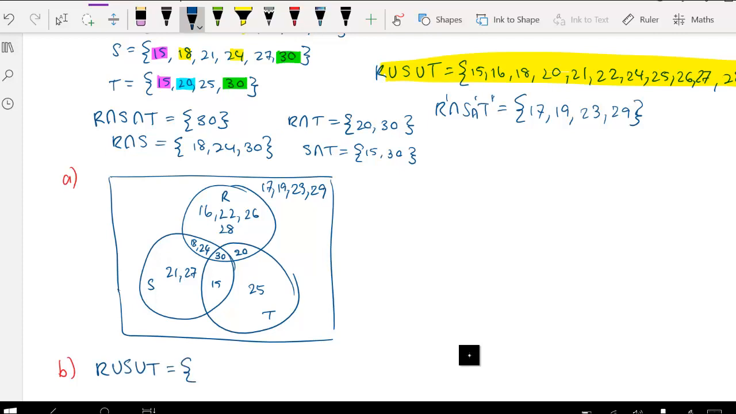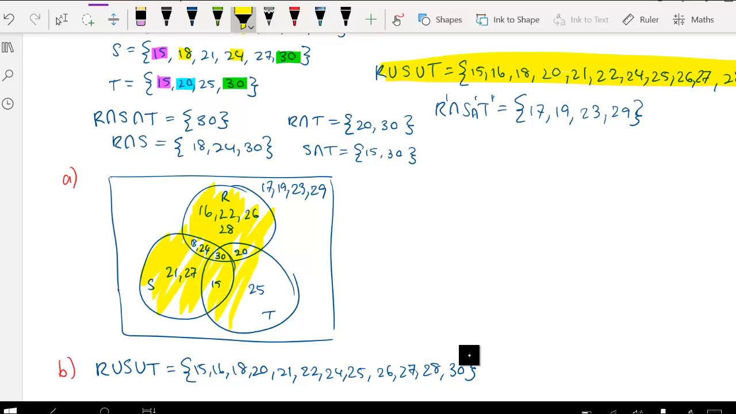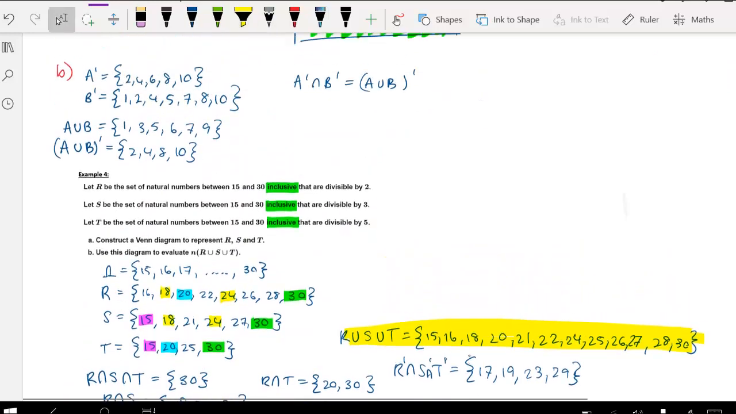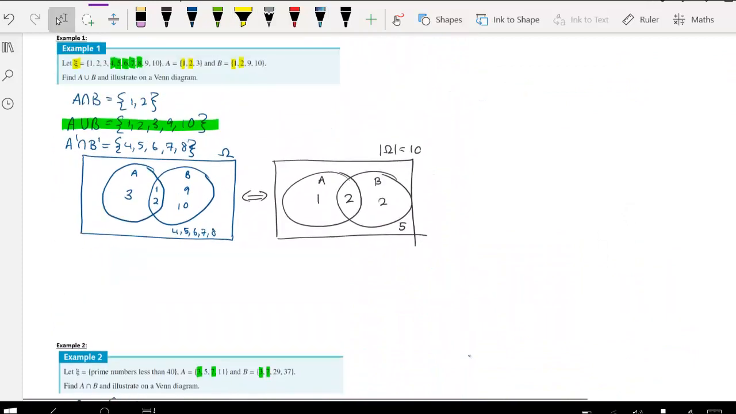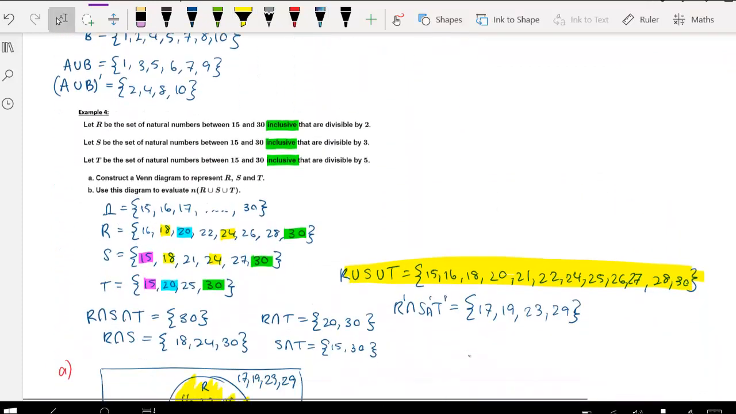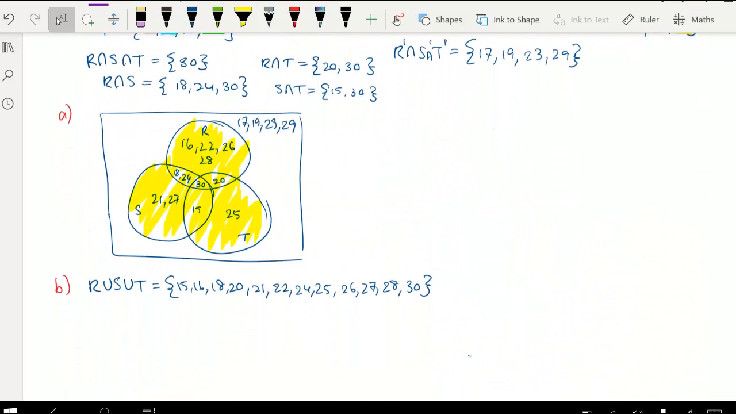The union of all three, and that's 15, 16, 18, 20, 21, 22, 24, 25, 26, 27, 28, and 30. The other way to look at that is it's everything within the three combined. Okay, so hopefully that helps with understanding. Knowing this well will lead to better application of the inclusion-exclusion principle that we'll talk about next lesson. Thank you for listening.